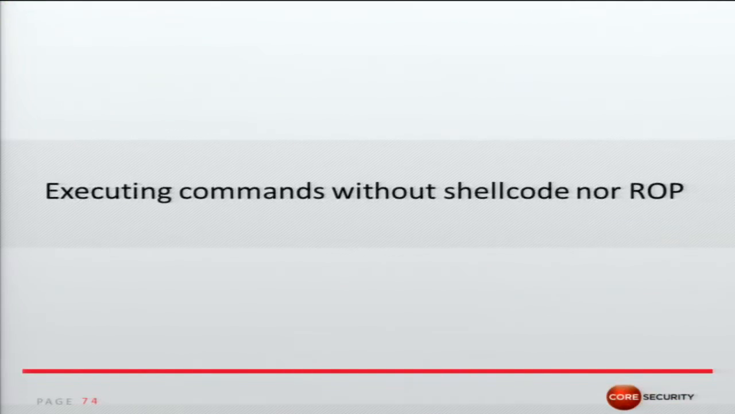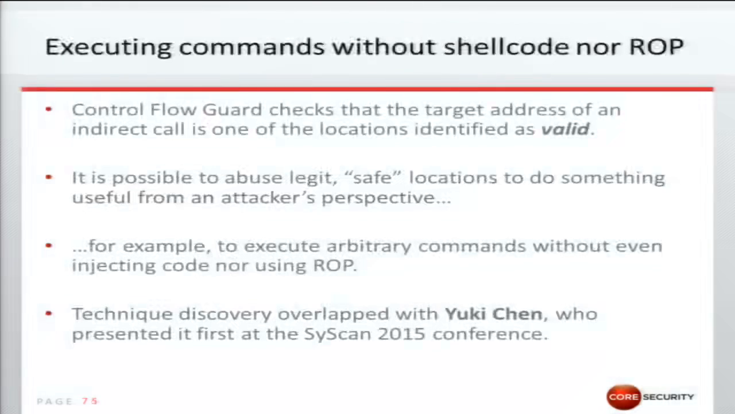So the third data-only attack is about how to execute arbitrary commands without using shellcode nor ROP. As I said at the beginning of the talk, Control Flow Guard checks that the target of an indirect call is one of the addresses identified as valid. And it is possible to abuse legitimate or safe locations to do something useful from an attacker's perspective. For example, we can abuse it in order to execute commands without resorting to shellcode or ROP.